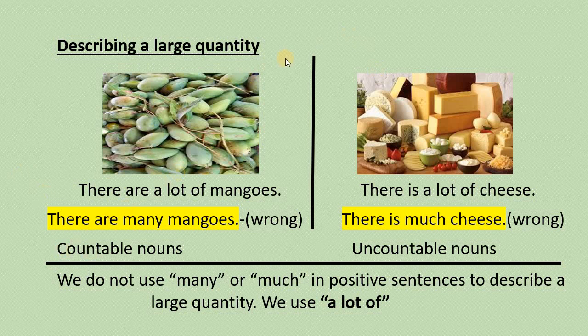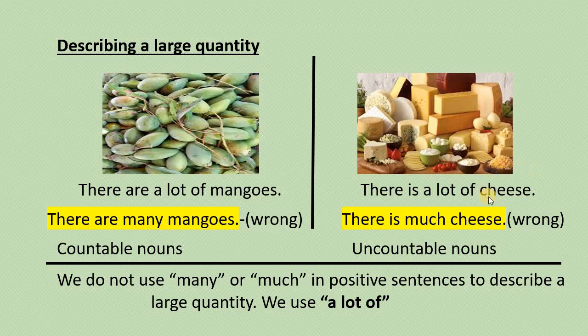Again, when we are using positive sentences, guys, for describing a large quantity, do not use the word much. We do not use many or much in positive sentences to describe a large quantity. We prefer to use a lot of. There are a lot of mangoes. There is a lot of cheese.